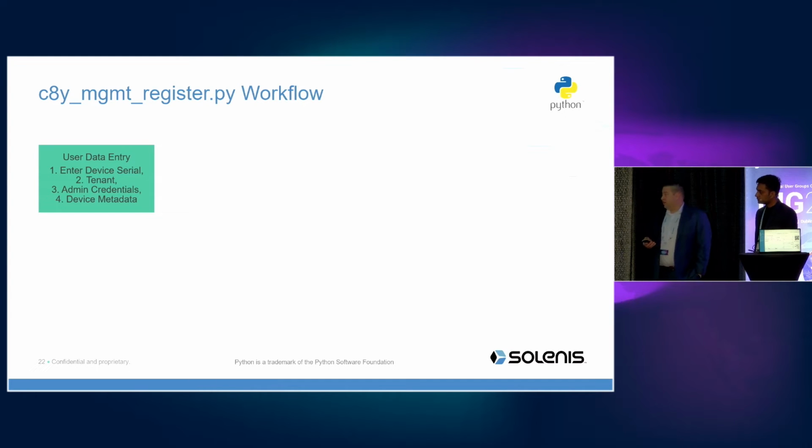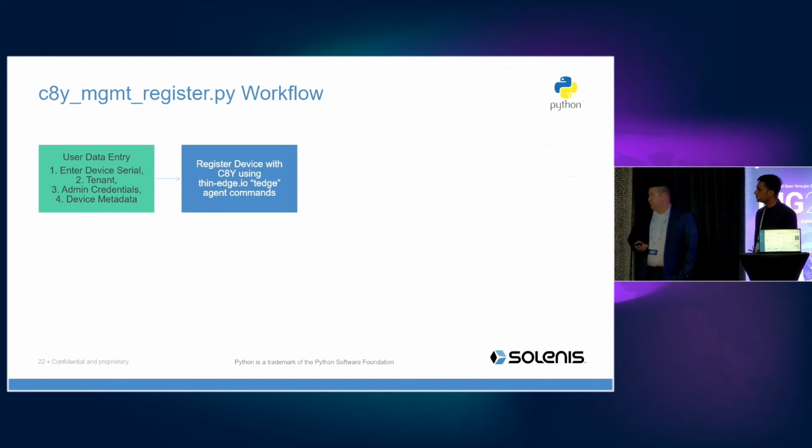So we would assign it a device serial number. We would determine which of the 60 tenants we were going to register it to. And by providing admin credentials and at least some initial device metadata, we're able to begin that registration process automatically.